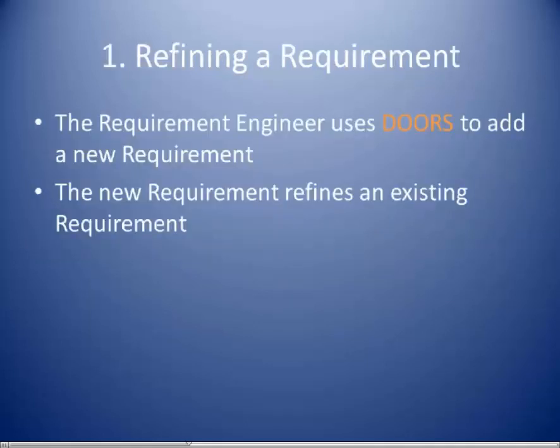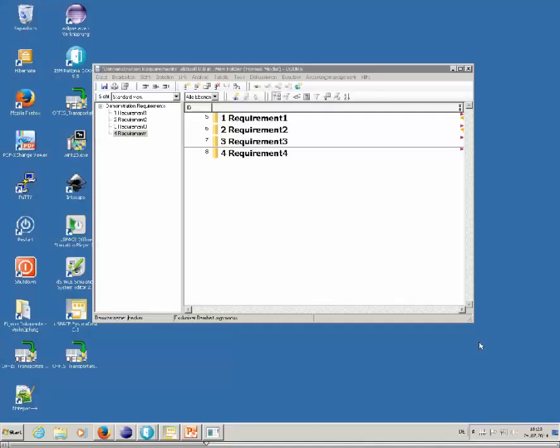Let's start the demonstration. The first step is that the requirement engineer creates a new requirement in DOORS. This requirement shall refine an existing requirement. These are the requirements for our example system. For simplicity, they are just labeled requirement 1 to 4. First, we add a new requirement. Let's call it requirement 5.